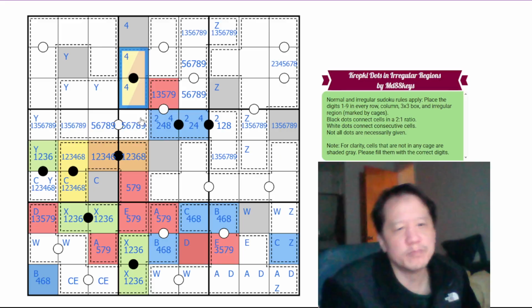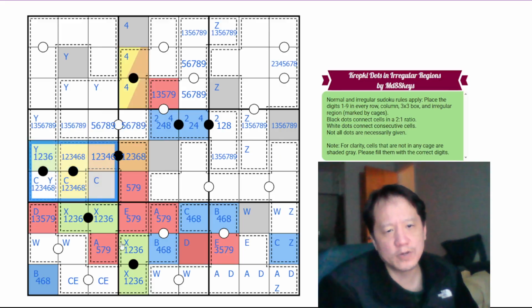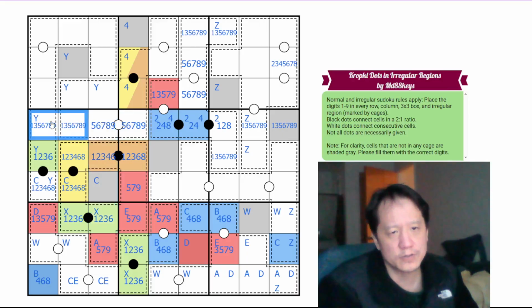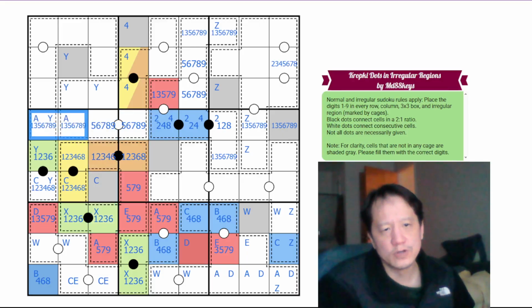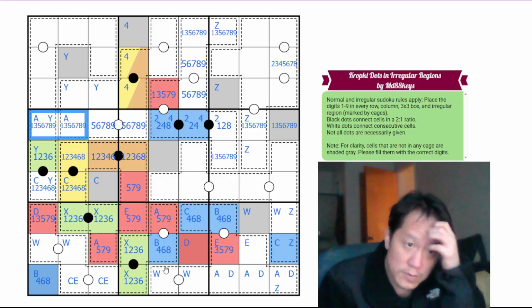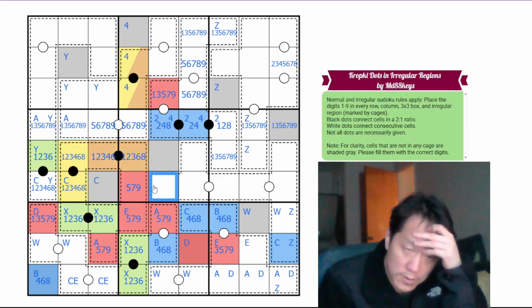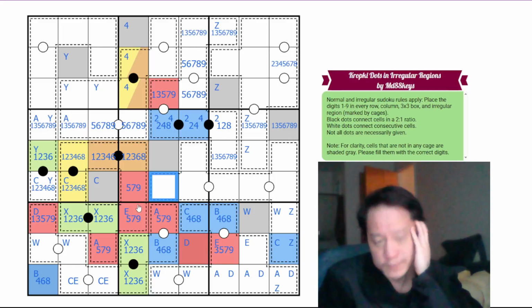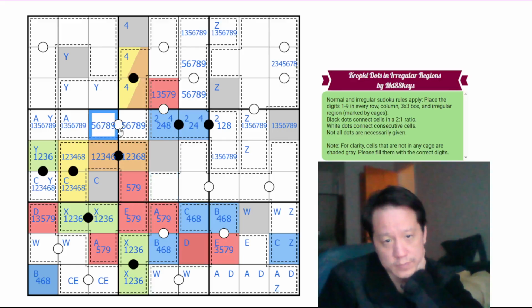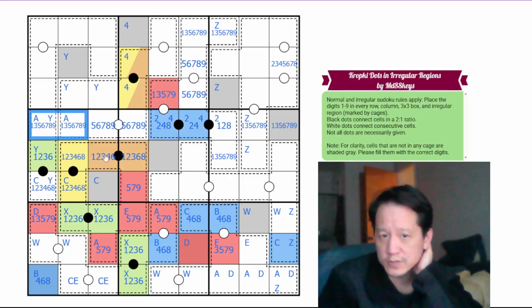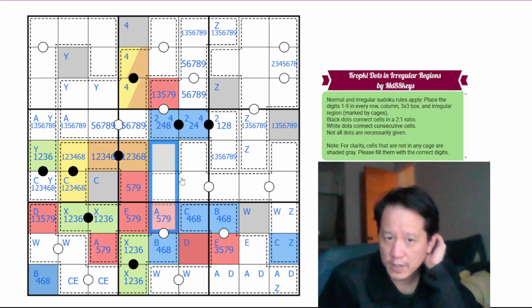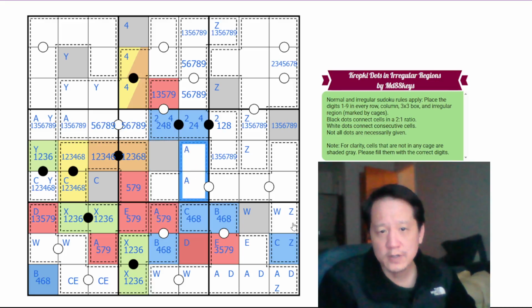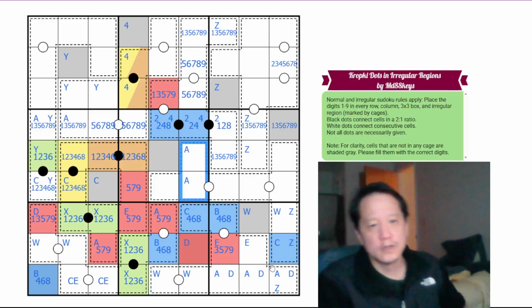Where is A in box 4? Can't be next to any of the Kropki dots because it's 5, 7, 9. Can't be here. So A has to be one of these two. A cannot be here, cannot be here because it's one of these two cells. Can't be here because we already have it in the region. Can't be here because of A in the column, so A actually has to be one of these two. That's interesting.